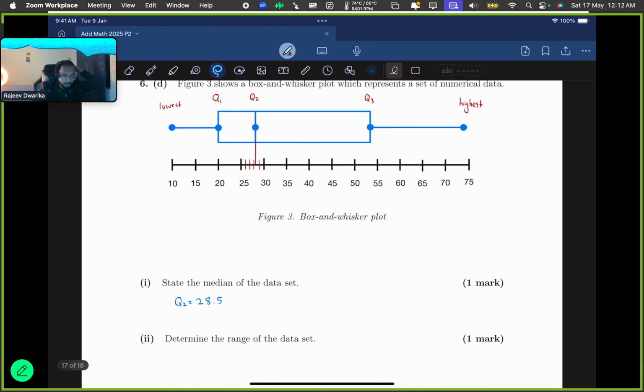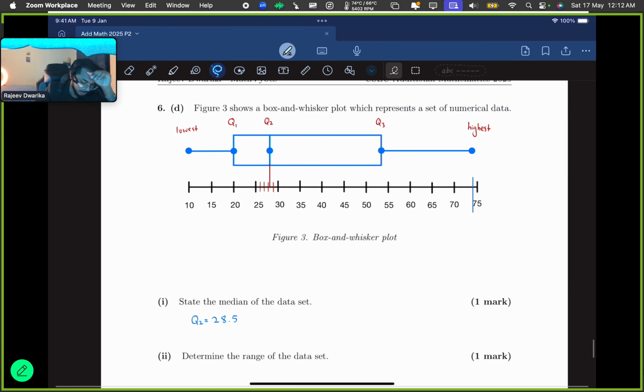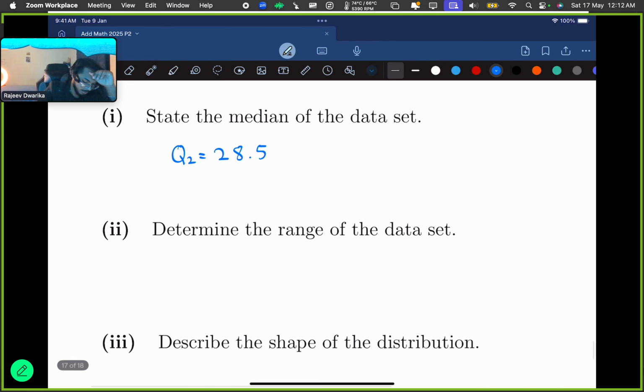Alright, at least the last question was an easy one, the range. To determine the range, that will be 75 minus 10. No, that's not 75, that is 74. So that will be 74 minus 10, and that will be equal to 64.